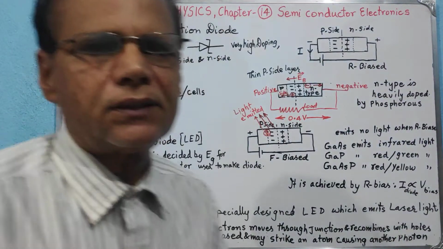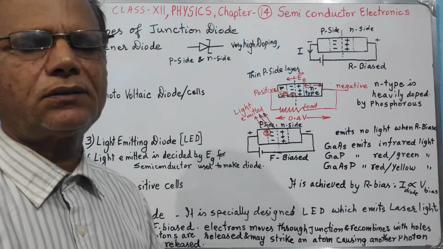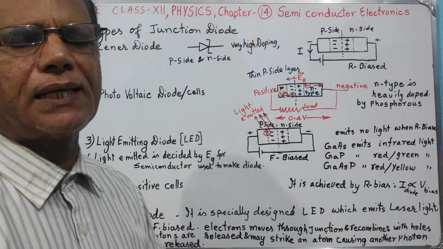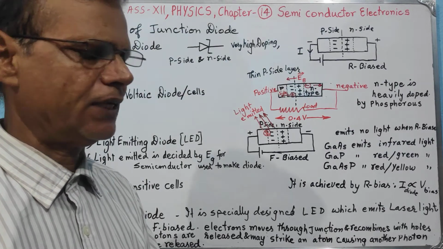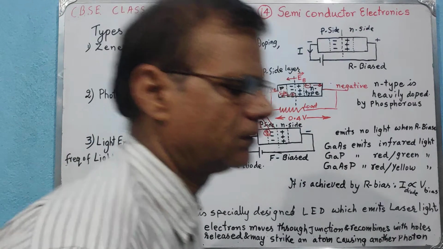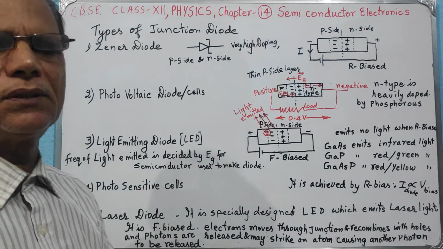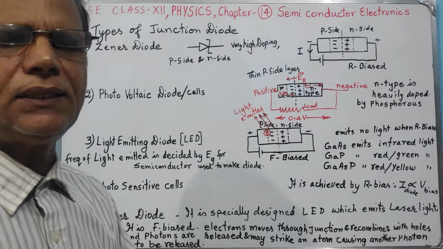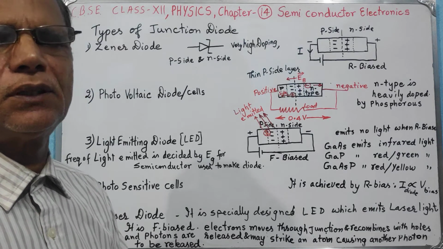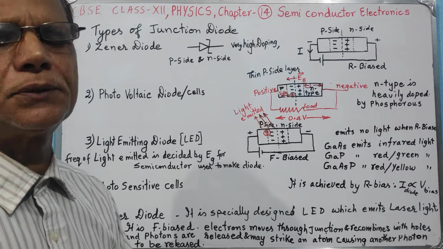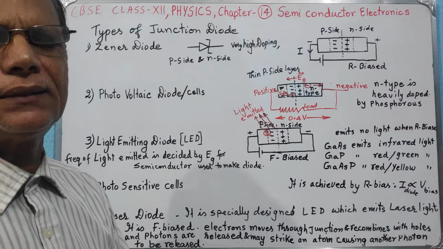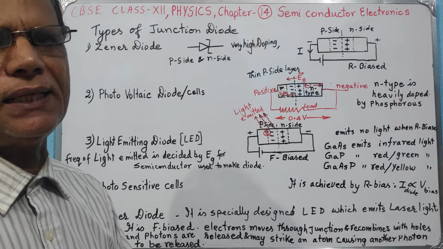Hello students, today we are going to talk about various types of diode, other than the PN junction diode. Well, let us start talking about a Zener diode. What is a Zener diode? It is a specially designed diode which is highly doped and it is reversely biased.